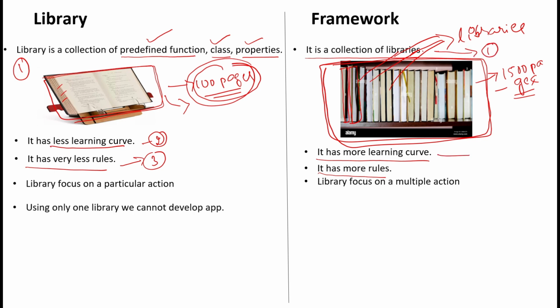To choose whether I use a library or a framework, I point out how many points are positive and how many are negative. Simply. It has more learning curves. There is no positive point. It has more rules. There is no positive point. A library focuses on a particular action. Using one library, we can perform a particular action. This is also one positive. Right? So a library focuses on a particular action.